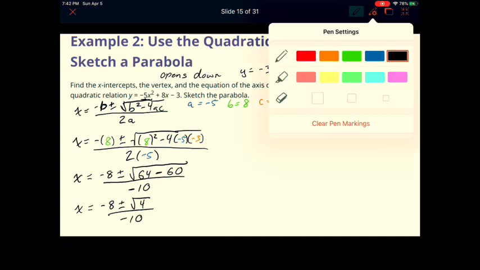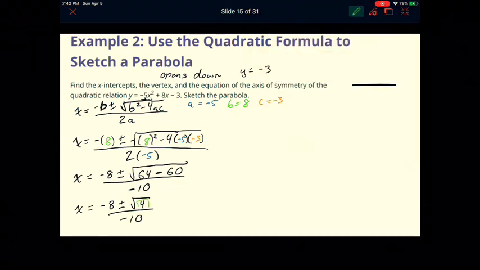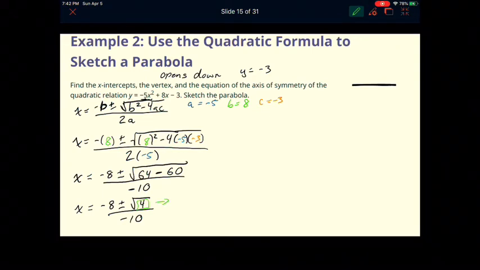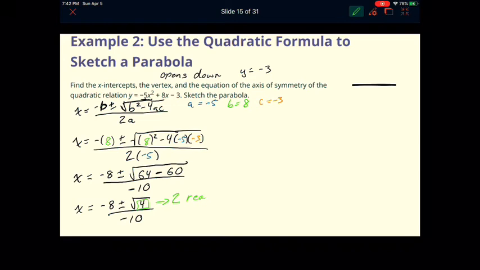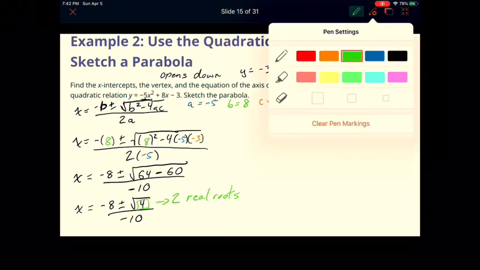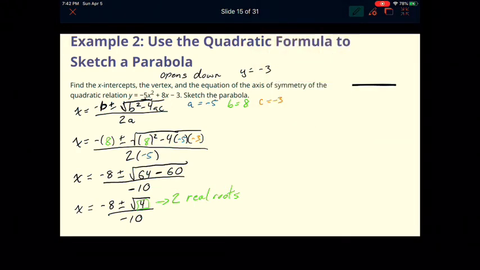So again, getting to this point, we know we have how many? 2 real roots, because we have a positive number under that square root sign. And this one, we can just keep going. We don't need to show our exact roots and then show our real roots, because we can find the square root of 4. So let's split it up right here. Square root of 4 is 2, all over negative 10.